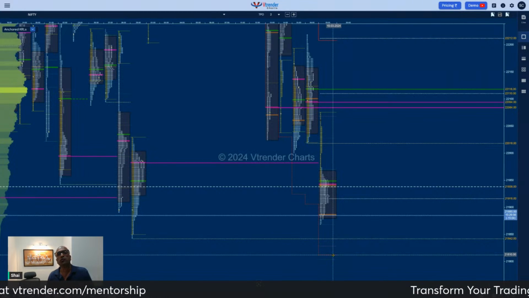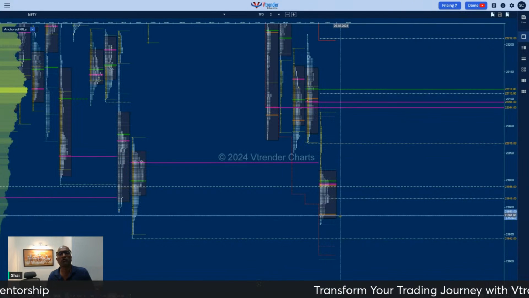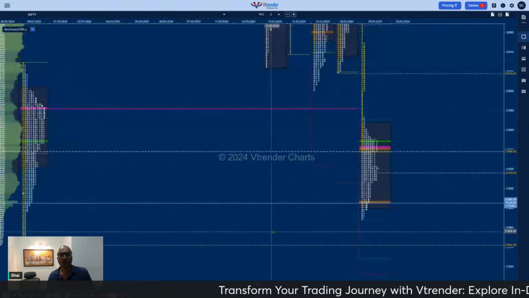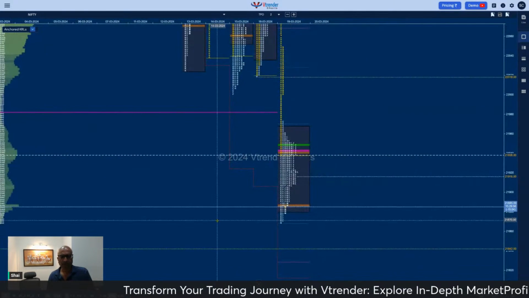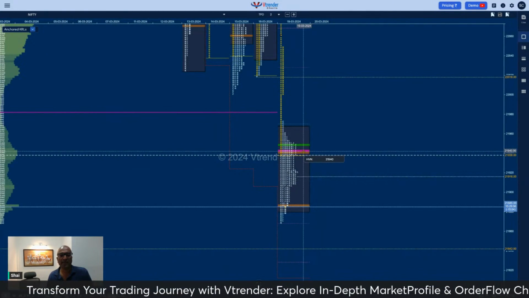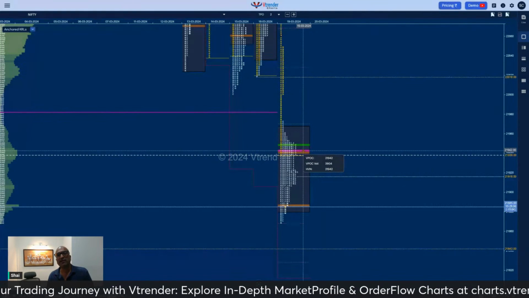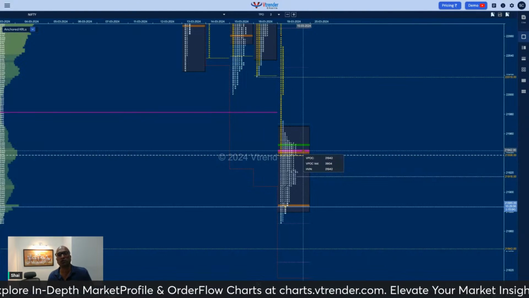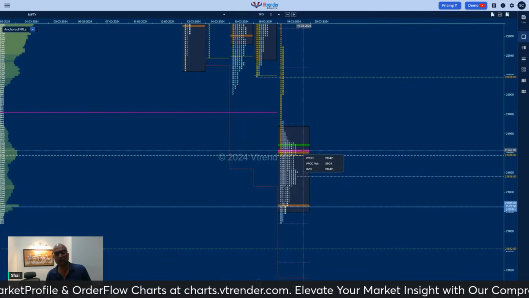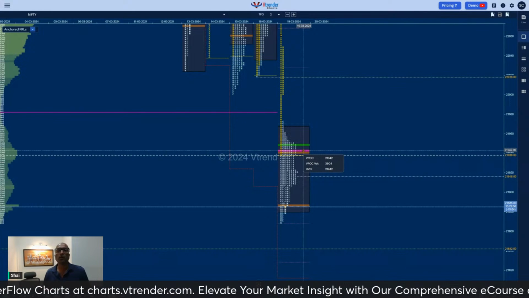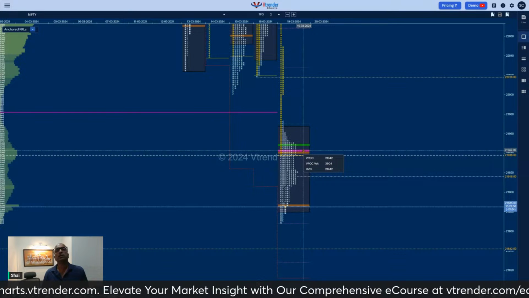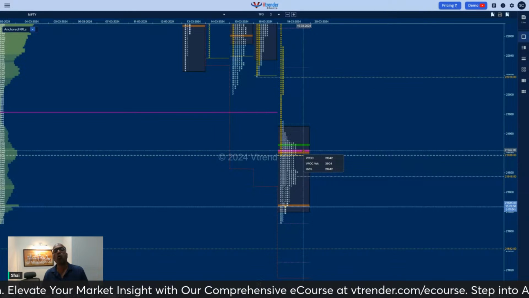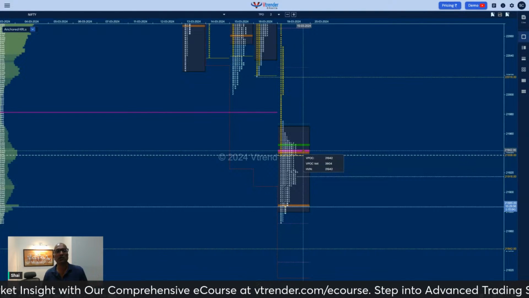Now let's move on to what we call the VPOC, the volume point of control. Now the volume point of control is this particular pink line on our charts, which by definition is the zone in the market where the largest volume was traded. So VWAP is average price. VPOC, volume point of control, is the largest zone of volume in a particular session, right?